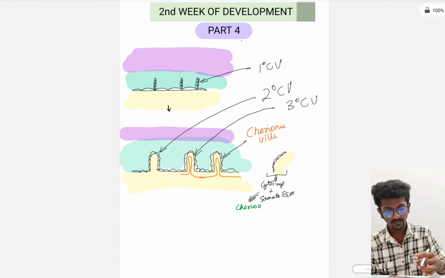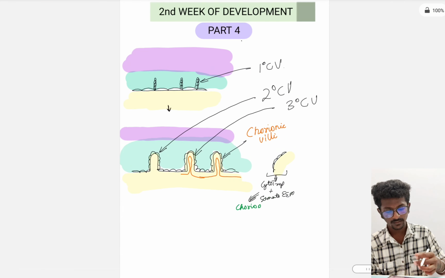Now we saw the changes in the cytotrophoblast also. Cytotrophoblast starts proliferating. It will form finger-like projections in the syncytiotrophoblast. Now this somatopleuric extraembryonic mesoderm will invade inside these finger-like projections, and now it will seem to be in this manner. This looks like villi, but they are formed of chorion. Therefore, they are called the chorionic villi. Also, now the fetal blood vessels are formed in these chorionic villi.